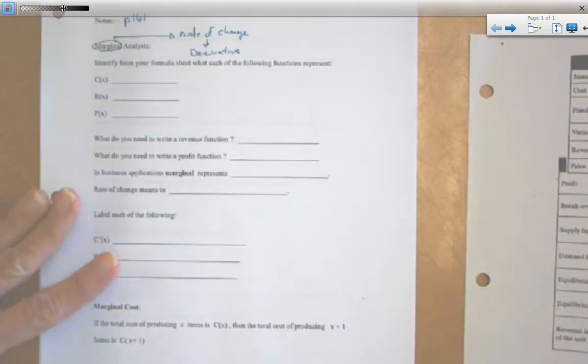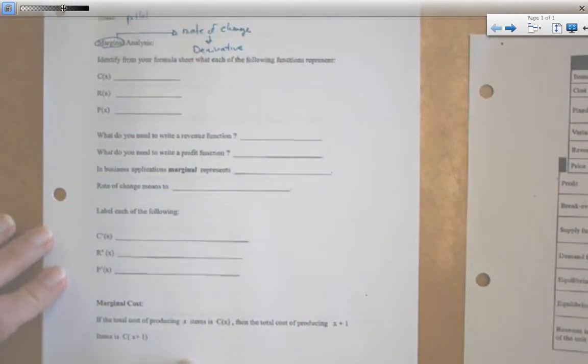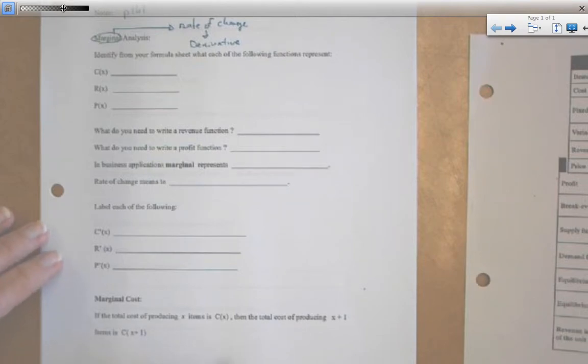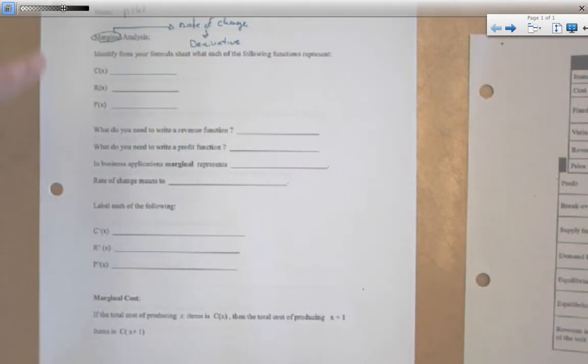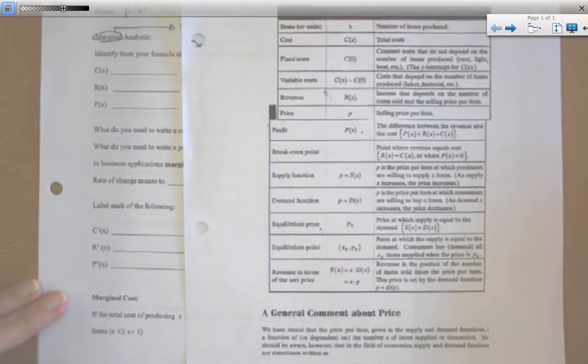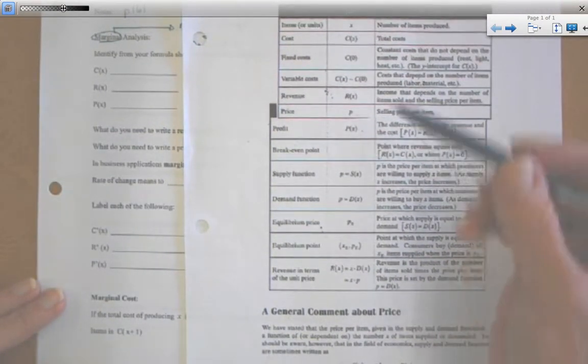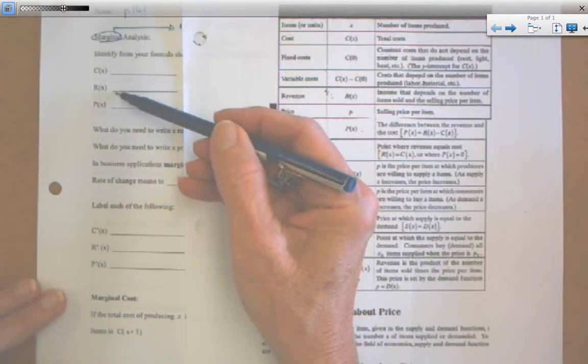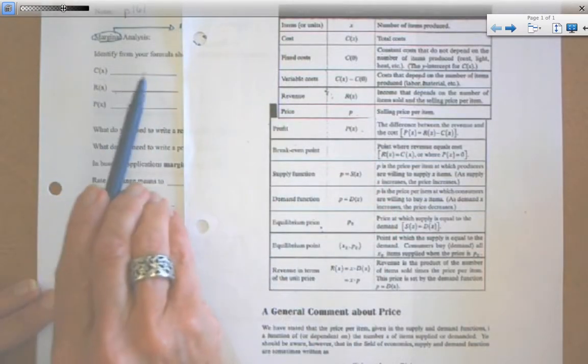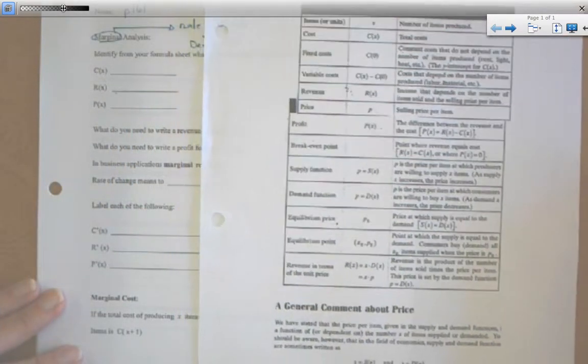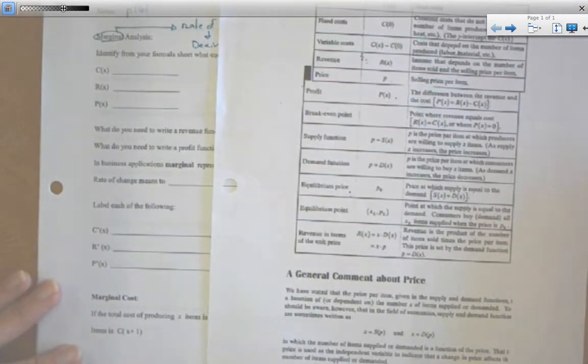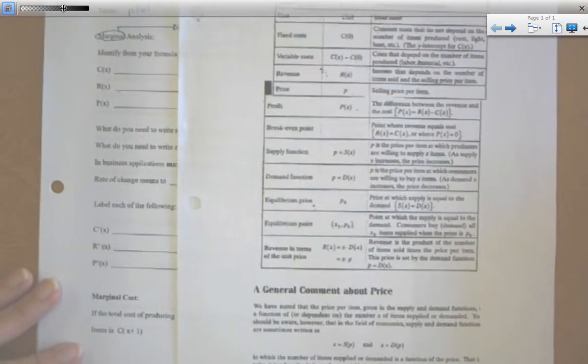Okay, so before we can start anything on this, let's get a couple of these notations down where we understand what they mean, because these are notations you're going to be using the rest of the semester. So from your formula sheet, find C of x, R of x, and P of x, and put the names of those in these blanks. I'll give you a few minutes to do that using your formula sheet.